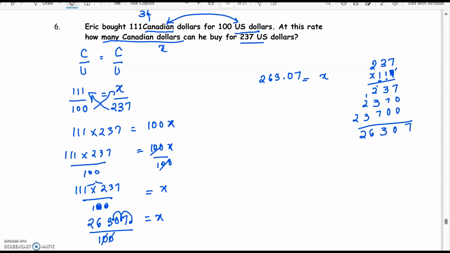Okay. So now let's think about what this means. It means that 263.07 Canadian dollars corresponds to, is equivalent to 237 US dollars.